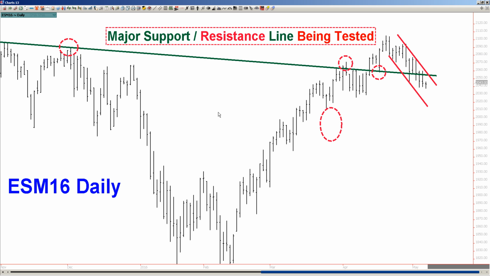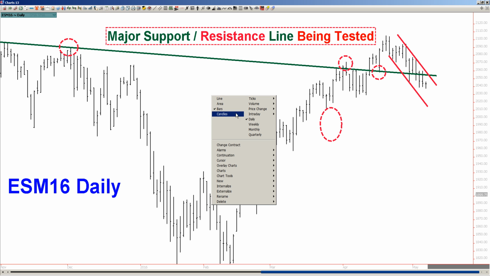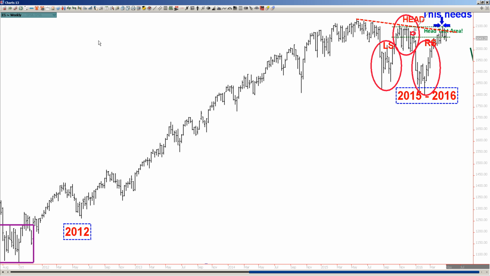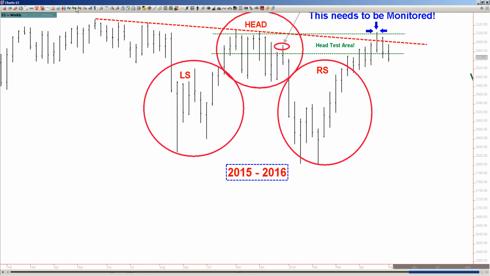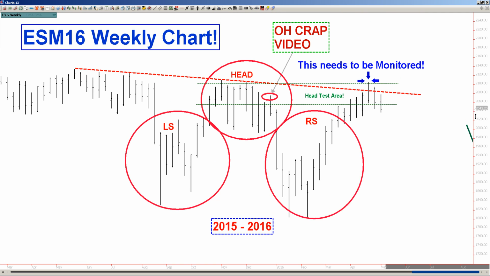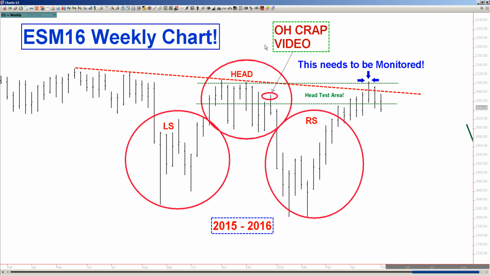So interesting what's going on here. Let's move out to a weekly of the E-mini S&P. And boy, does it get interesting now. Follow me with this, traders, because this I've been showing you for weeks on end, and now it's starting to happen. E-mini S&P. Follow me with this chart.